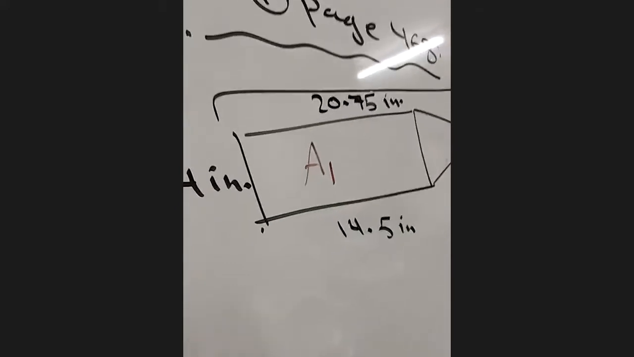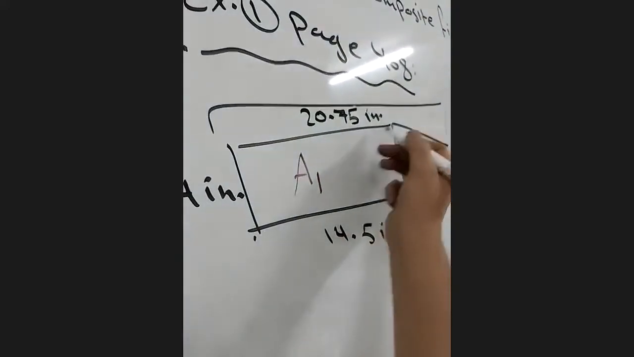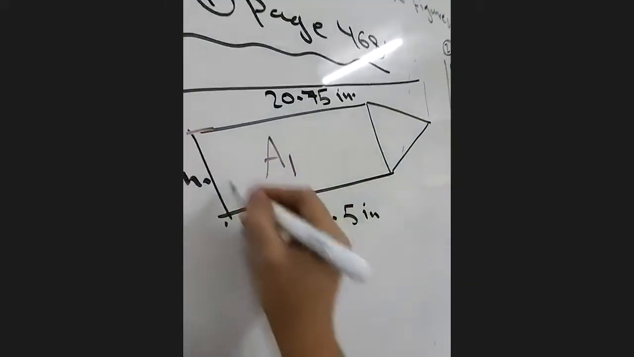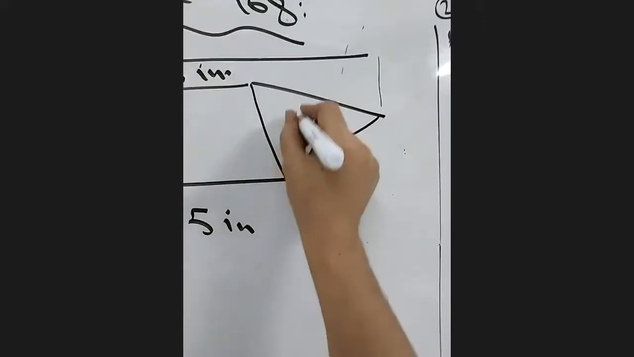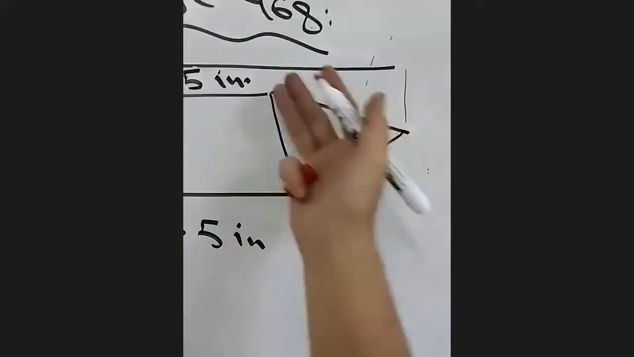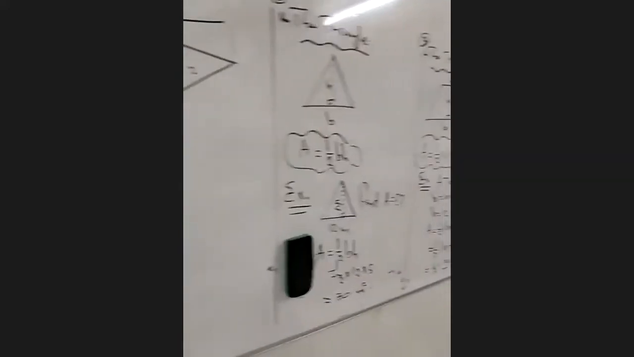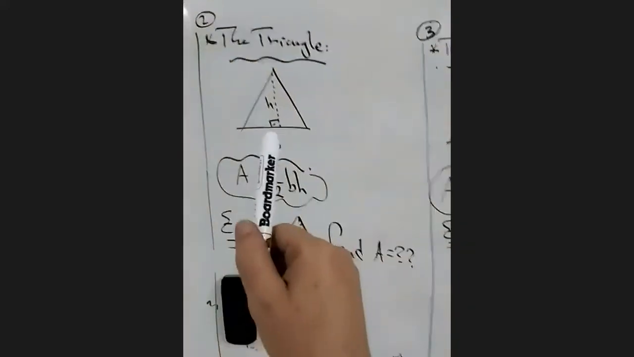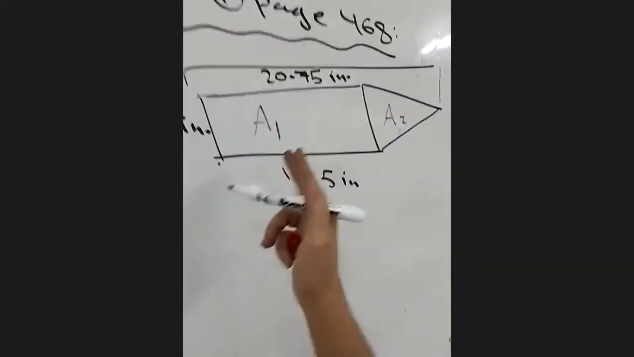A1 is the rectangle. But what's the area 2? A triangle. So we have a rectangle and a triangle.